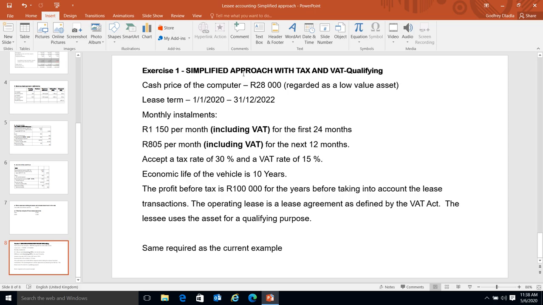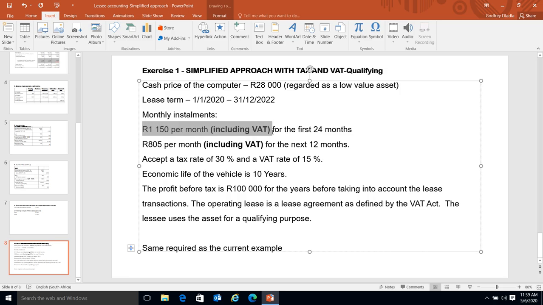Here I'm saying, try this on your own. You've got a low value asset of 28,000, but remember I said it's irrelevant when you're Lessee. That you don't do anything. Here's the situation I was telling you about. You see, it's written including, and I've given you the figures it's including. Remember, if it's VAT qualifying, these figures here must be excluding VAT when you're doing the equalization.